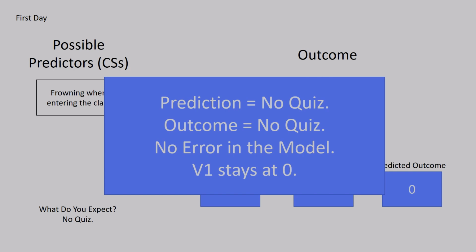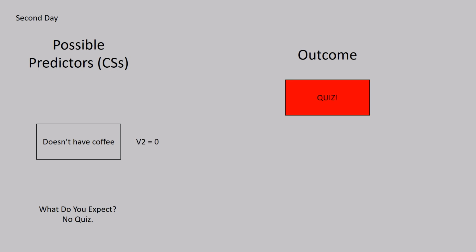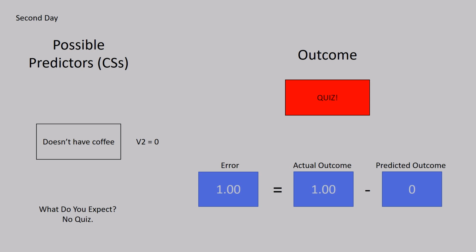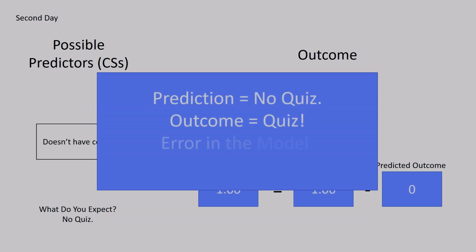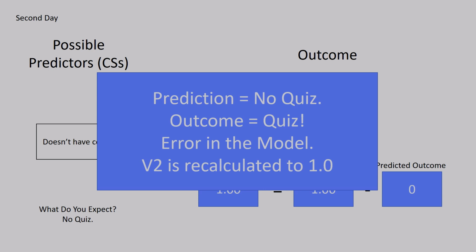So let's take a look at the second day now. You notice that he doesn't have any coffee. So what do you expect? You don't really expect anything because you have no prior experience with this. So V2 is going to be 0, but oh god, he had a quiz. Crap. So this means that we have error in the model because our prediction was different from the actual outcome. What we predicted was no quiz. Our outcome was that we did get a quiz, which means that we need to recalculate V2 to be 1.0.